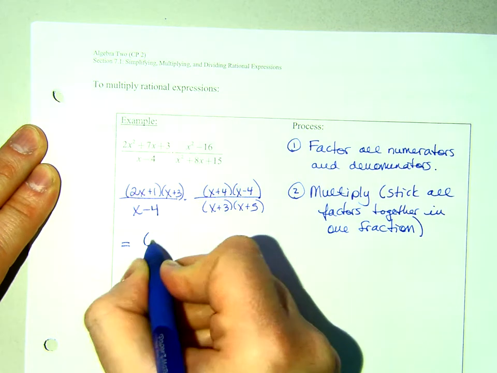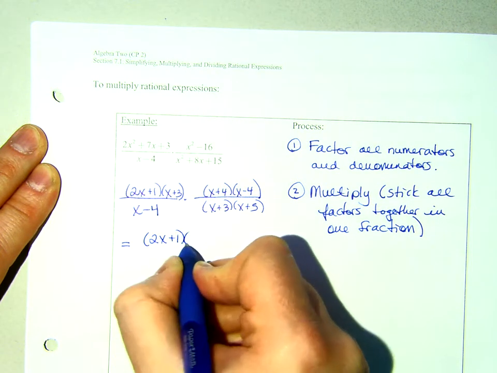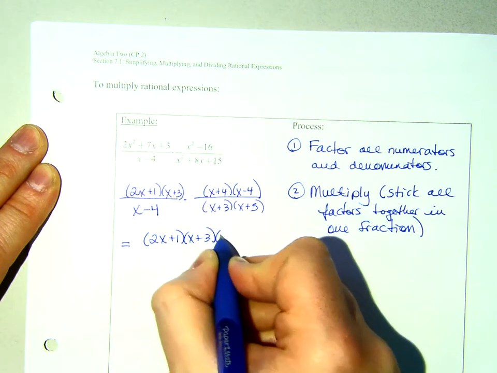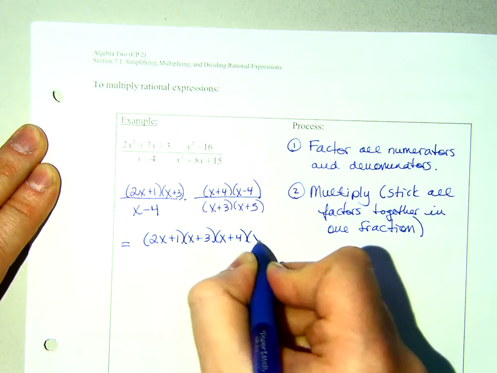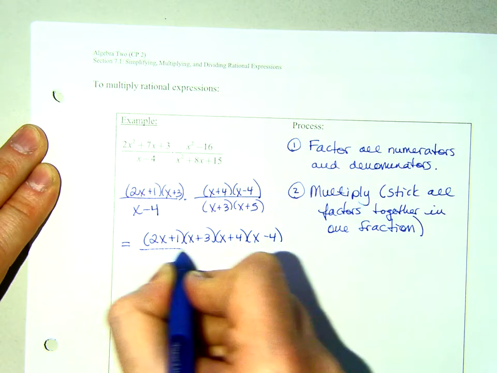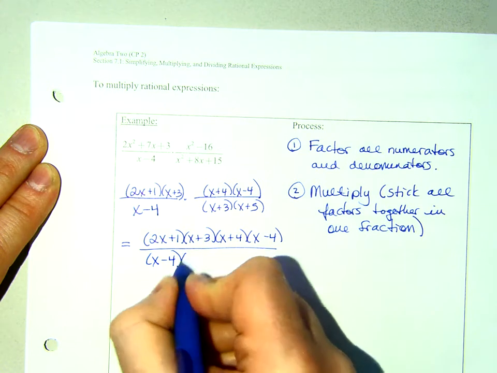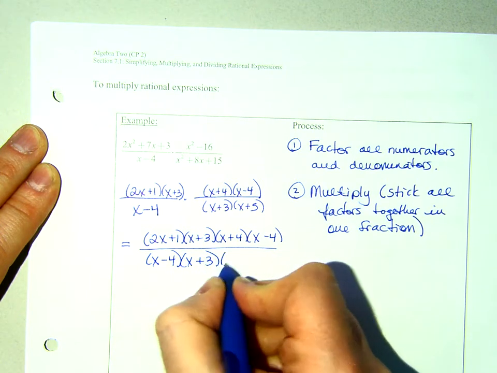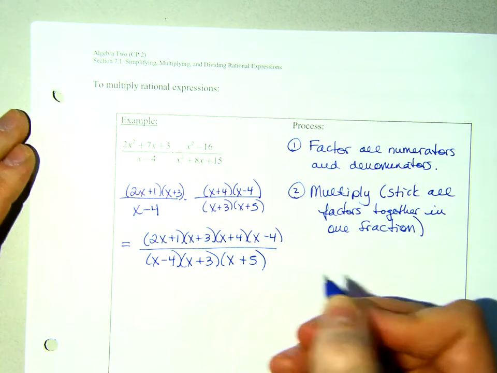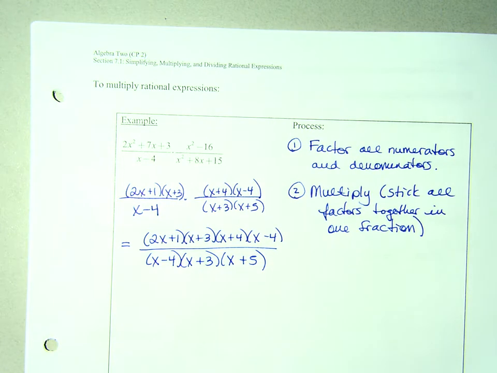So when you multiply those numerators, you're going to get 2x plus 1, x plus 3, x plus 4, and x minus 4. When you multiply the denominators, you're going to get x minus 4 times x plus 3 times x plus 5. Simplify. Okay. So I kind of want to multiply first, and then I'm going to simplify that big thing that I have. So yes, we're absolutely going to simplify. I'm just not doing it just yet.